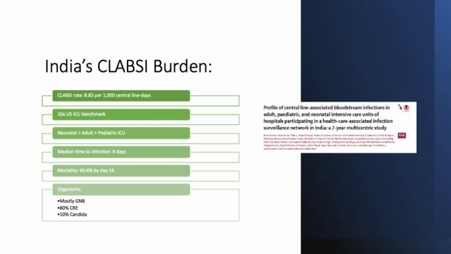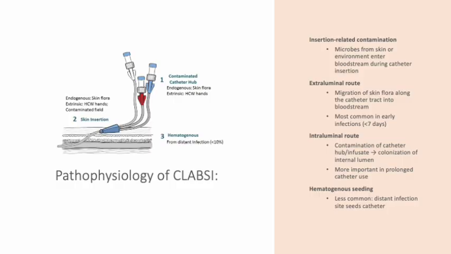In Indian ICUs, CLABSI is mostly due to gram-negative bacilli, about 80% are carbapenem resistant Enterobacteriaceae, and 10% Candida. These pathogens pose significant therapeutic challenges. So, understanding routes of infection will help us to target prevention.